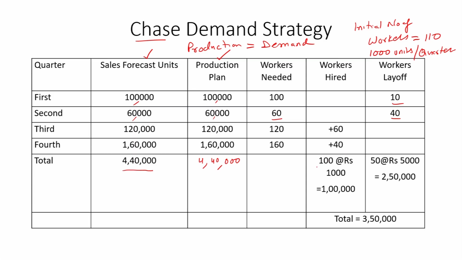So, in total I am hiring 100 additional workers, and each worker hiring cost is rupees 1000. So, 1 lakh is my hiring cost. On the other side, I am laying off 50 workers, and each layoff costs me rupees 5000. So, 2,50,000 is the cost of layoff. Together, if I operate this policy, the total cost is 3,50,000. So, with this illustration we can understand how to calculate the cost of a particular strategy. So, the change strategy costs me 3,50,000.